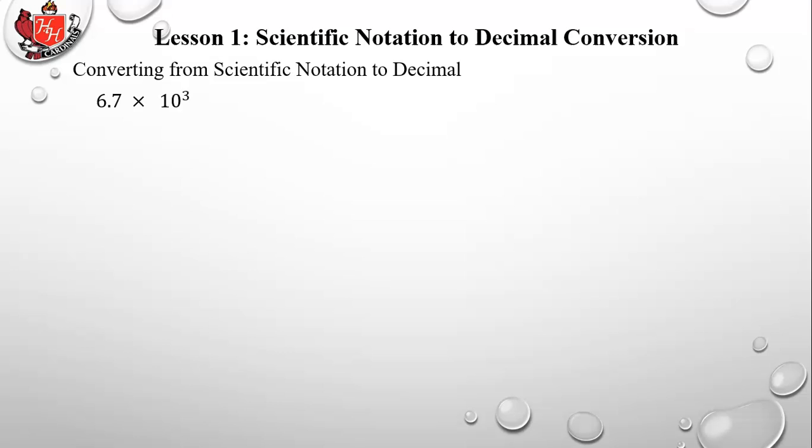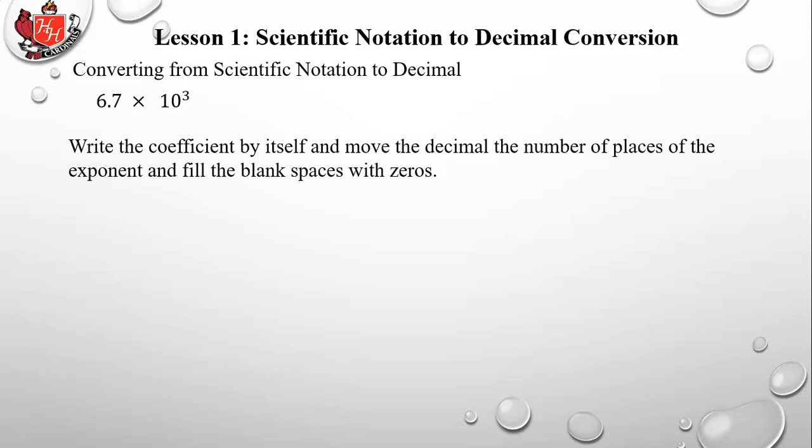Okay, now we're going to go in the other direction, converting from scientific notation to decimal. So there's a scientific notation number. So write the coefficient by itself and move the decimal the number of places of the exponent and fill the blank spaces with zeros. So we're going to write 6.7, and you see that we have an arrow moving to the right, and it leaves these two little blank holes right there. I call them an egg carton, and you're going to put eggs in the egg carton.